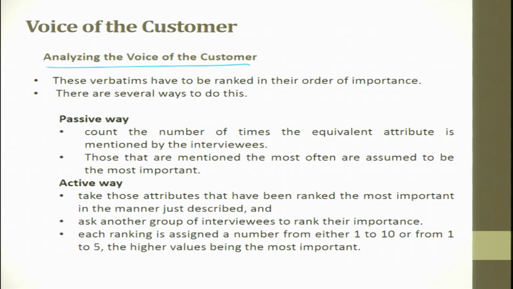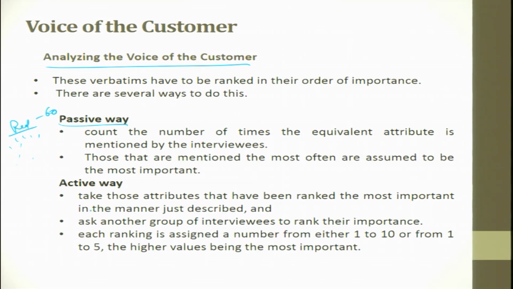Suppose we had 8 classifications. Now these 8 classifications have to be ranked, which is 1, 2, 3, 4, 5, 6, and start using it. Then the passive way: count the number of times the equivalent attribute is mentioned, and those that are mentioned most often are assumed to be very important. Suppose you had 100 people interviewed and 60 people said red color. So then you take, okay, the red color will be people's choice in this particular time.